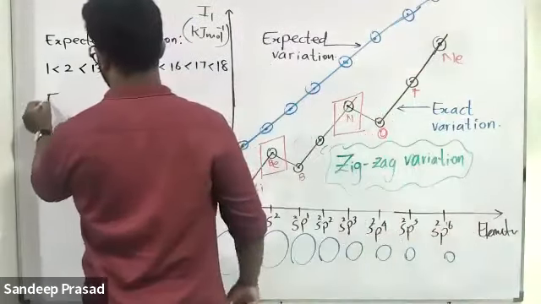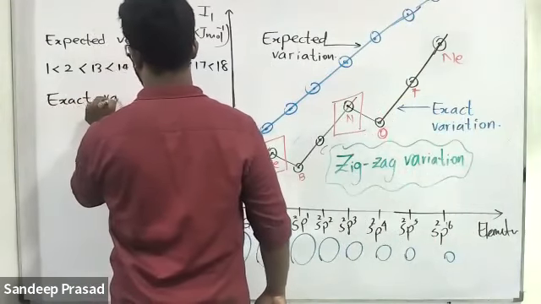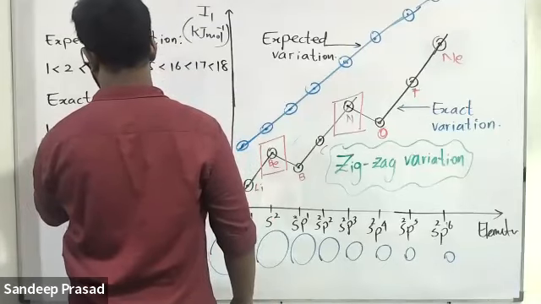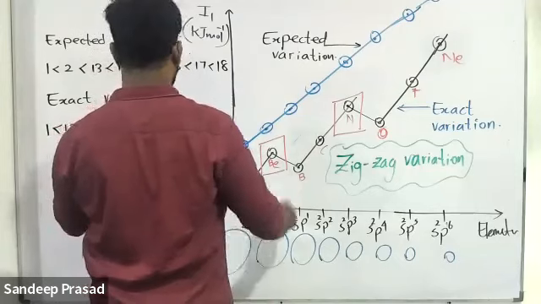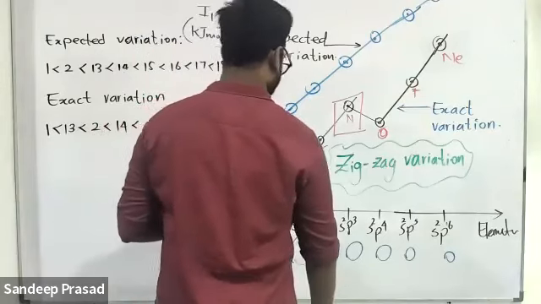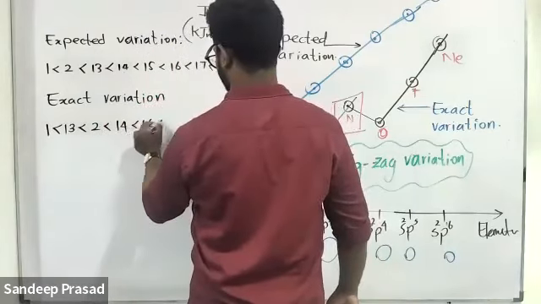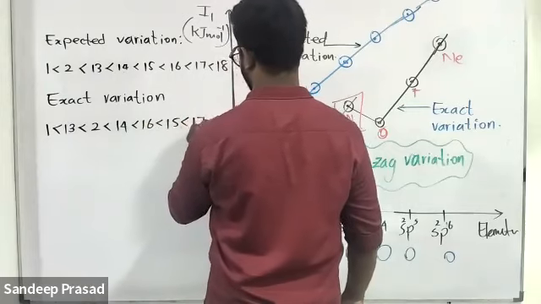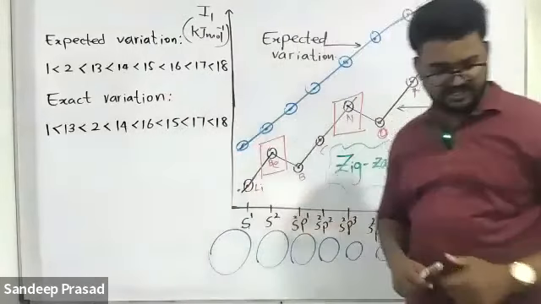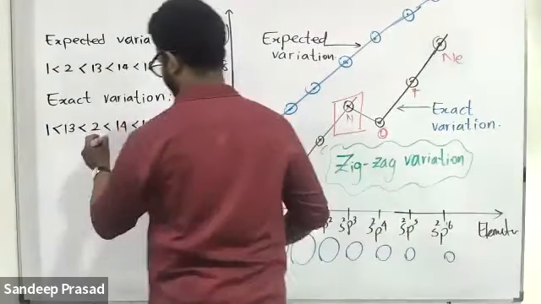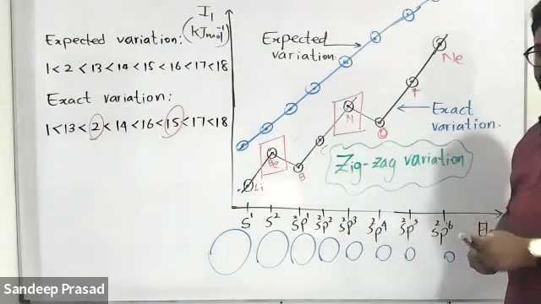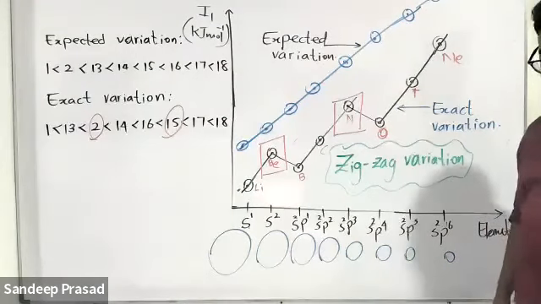But the exact variation, right? In the tutorial, I have given you the expected variation and the exact variation. So the exact variation is 1, then 13, 2, right? Then group number 14, and then group number 16 comes here, and 15 is greater, then 17, 18. So this is the exact variation. Here the exact variation is taking place because of the stability of the second group and the group number 15 configuration, right? Because of the stable configurations.